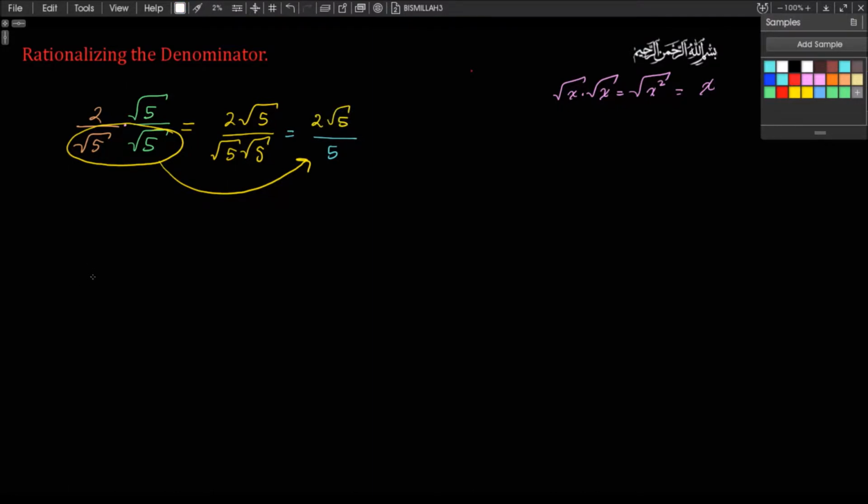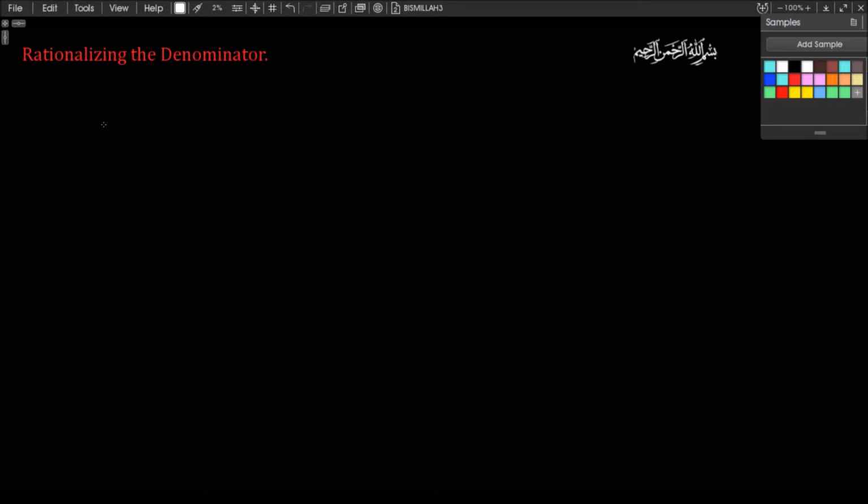Let's do another example. Let's say we had 3 over square root of 7. Again, similarly, all we do here is multiply the numerator and denominator by square root of 7 like this. And the numerator will become 3 times the square root of 7, and the denominator will become square root of 7 times square root of 7, or simply 7 like this. Not all questions will be as simple, of course, but let's try some trickier ones.